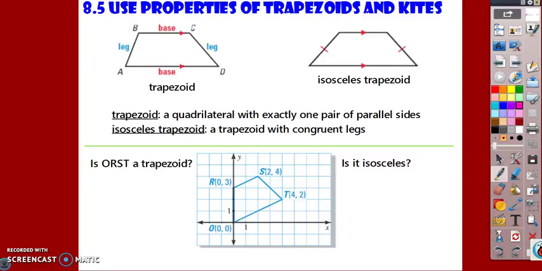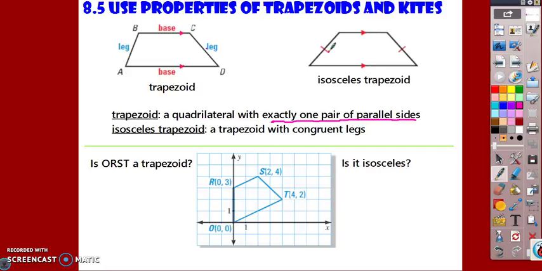Today is Trapezoids and Kites Day. First, let's talk about trapezoids. The definition says it's a quadrilateral with exactly one pair of parallel sides. If it had both pairs, it would be a parallelogram. But trapezoids only have one pair, and those parallel sides we call the bases. The sides that aren't parallel, we call the legs. Sometimes you'll find a special trapezoid where the legs are congruent. We call that an isosceles trapezoid.